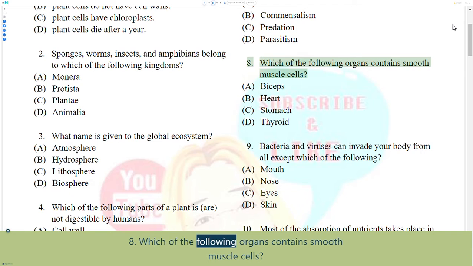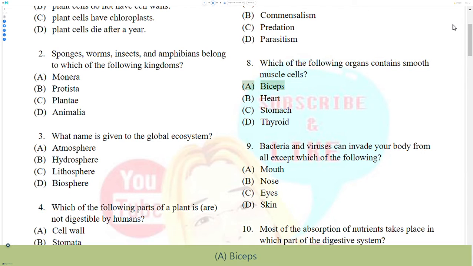8. Which of the following organs contains smooth muscle cells? A. Biceps. B. Heart. C. Stomach. D. Thyroid.